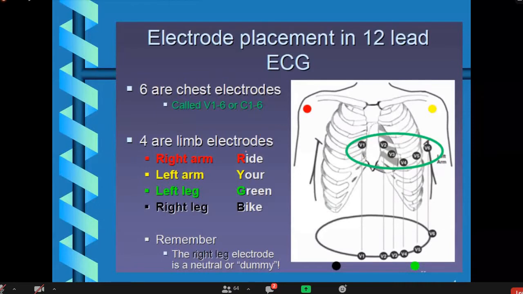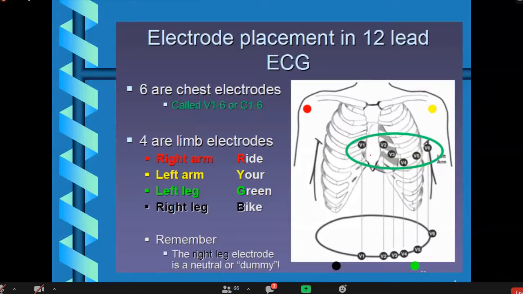Just remember this by "ride your green bike." Or another way is very simple. Just like a traffic signal, you start from the right limb, then red, yellow, green. And don't forget, the black one is placed on the right leg, and that is basically a neutral. I hope you all know about this, but you should be very careful while placing these electrodes.